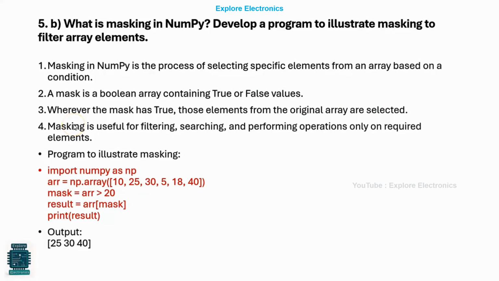So where is this masking useful? It is useful for filtering, searching and performing operations only on required elements. Clear? Here we have a program to illustrate masking. How exactly it works? import numpy as np. array = np.array([10, 25, 30, 5, 89, 40]).